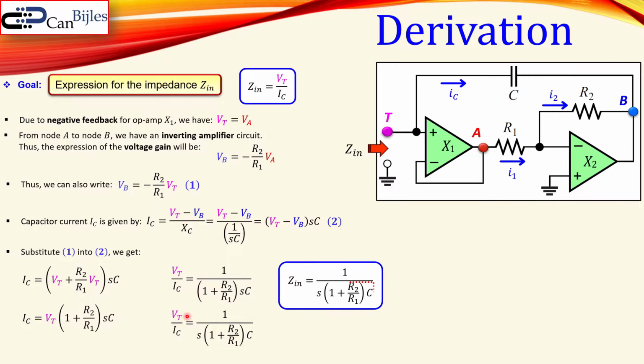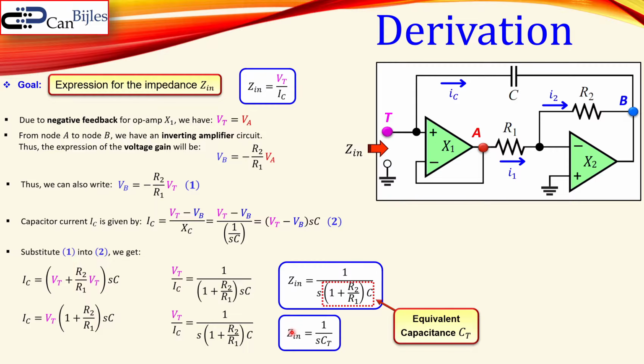And in here we see that this part, which is actually 1 over S, a new expression of the capacitance, which is then our equivalent capacitance CT. So our Z in can also be written like 1 over SCT. And that is then given by this expression.